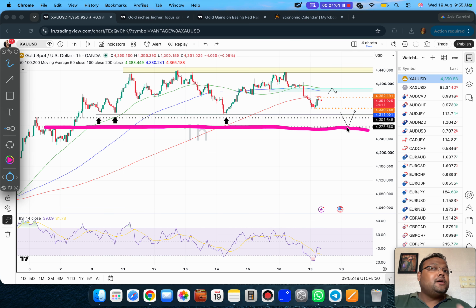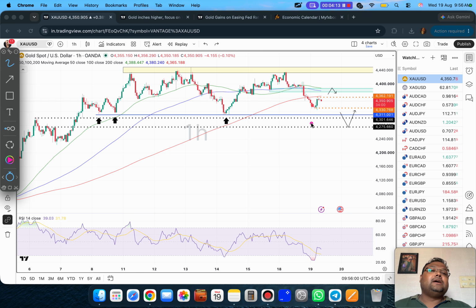So if you are looking for a precise entry and see the market taking support around this area, you can buy here. But if you do not want risk, अगर आपको risk नहीं लेना है, then obviously it is better for you to buy at 4300 after the liquidity grab.